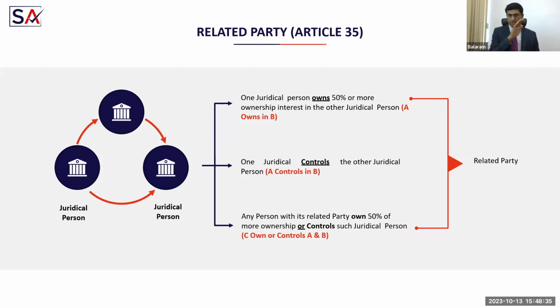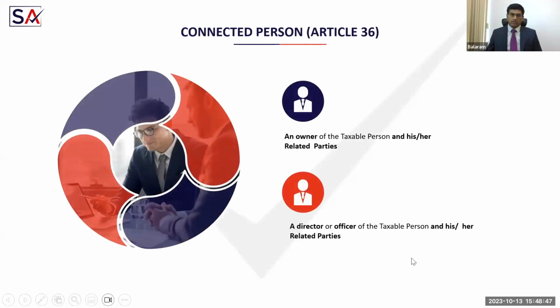So it could be between a juridical person and a natural person, or between a juridical person and another juridical person. All these become related parties for the purpose of corporate tax. There is also a concept called connected persons, which is not generally mentioned in the corporate tax laws of other countries. But here, since we don't have individual taxation or tax on individual income, they had to bring in these connected persons.